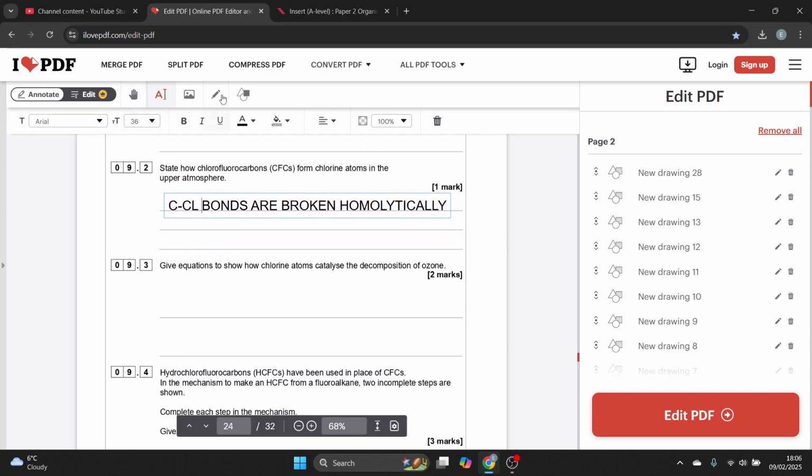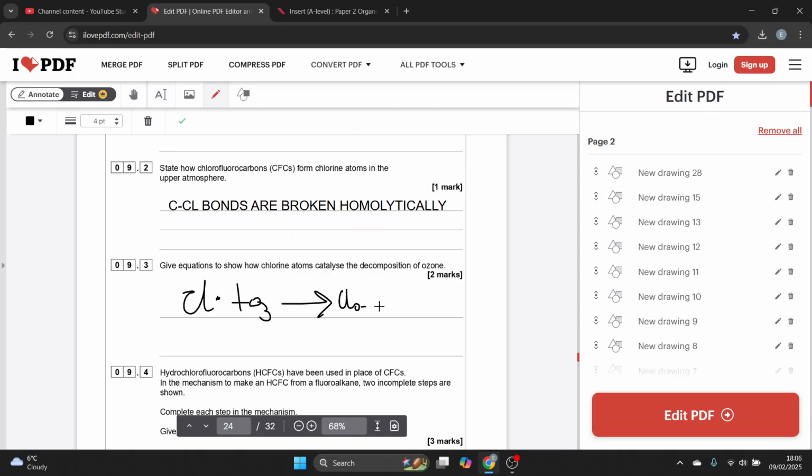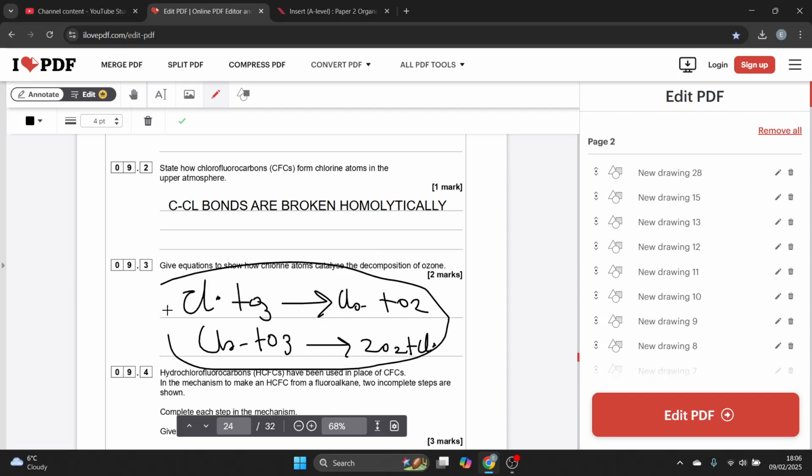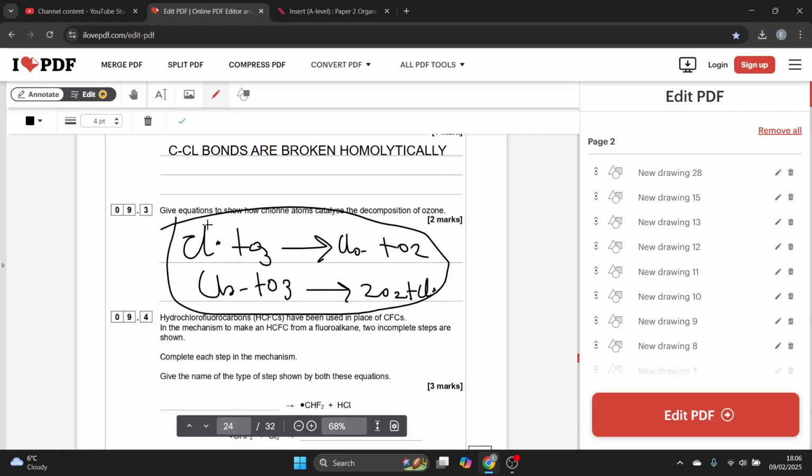Give equations to show how chlorine catalyzes the decomposition of ozone. Cl dot plus O3 gives ClO dot plus O2. ClO dot plus O3 gives 2O2 plus Cl dot. They really like asking this question. If you look in the spec, these two equations are literally on the specification. The spec is telling you to memorize these equations, and that's what you have to do.